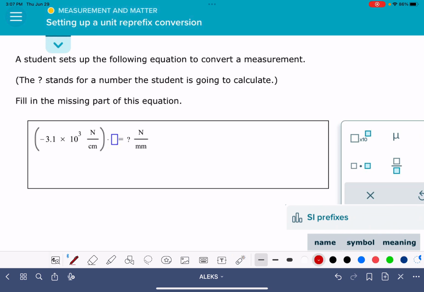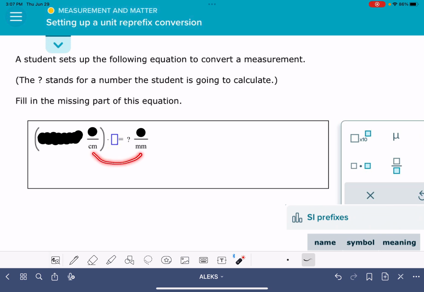First thing, most important, the actual number here for me, the negative 3.1 times 10 to the third, is not necessary for solving this problem. So you can just ignore that. Also, one of the units that you're starting with is not going to change through the problem. For me, it's this Newton unit. I'm not changing that unit at all. So you can also ignore that for a minute if you want to.